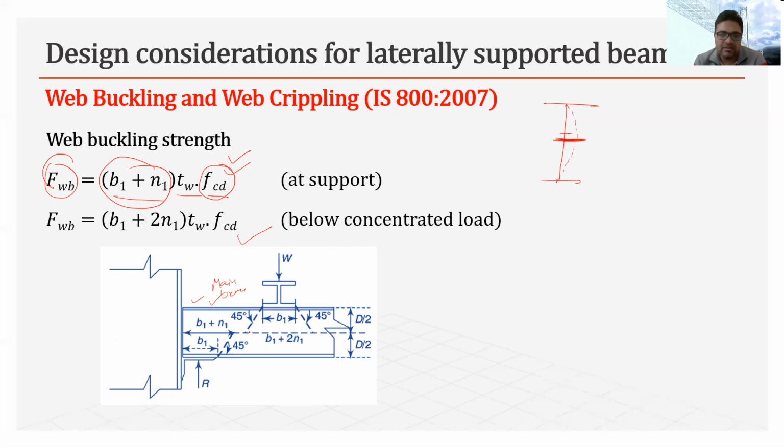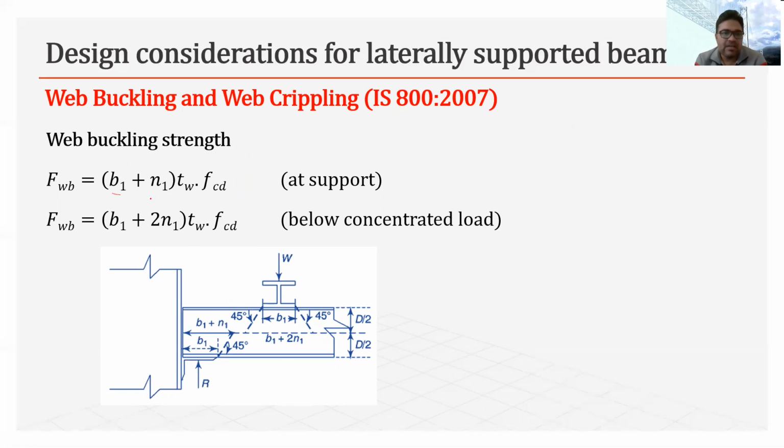So at the center, this load will disperse at 45 degrees. So at this point, how much length is this? This is the effective length. Up to this length, the stress will be highly concentrated. So the length of this will be B1 plus 2N1. Now this one is N1 and this one is also N1. So that is how we find it out.